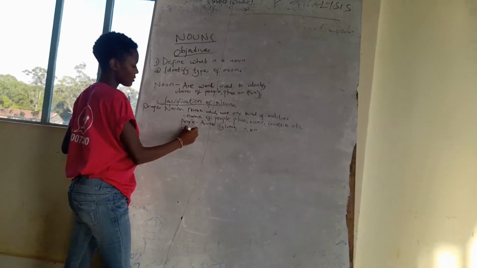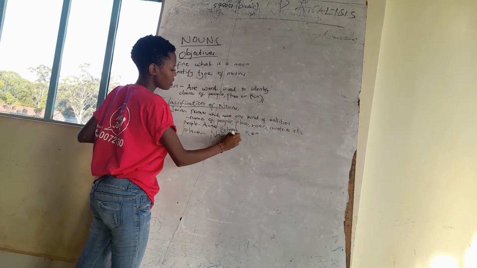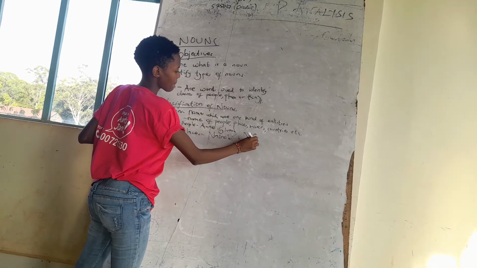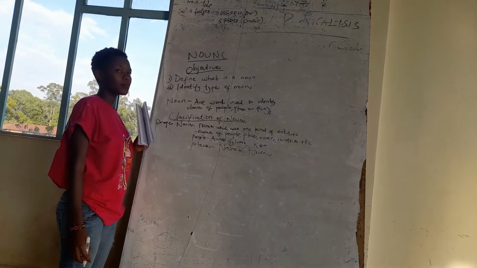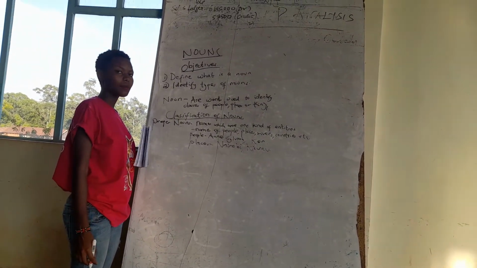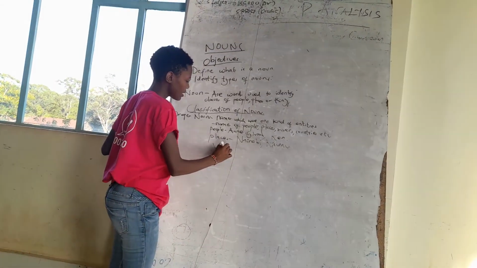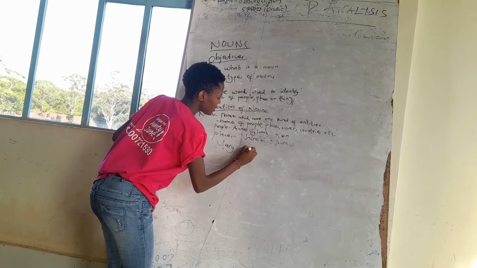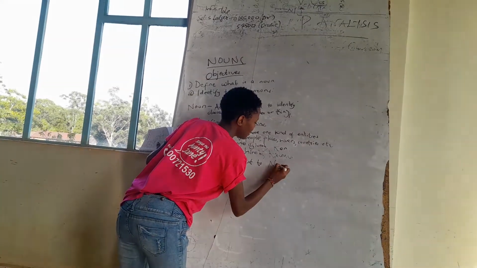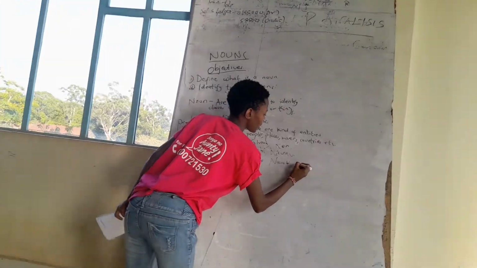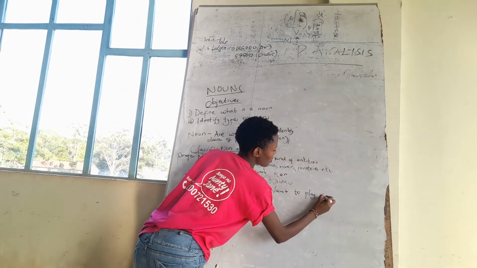Names of places, we have Nairobi, Kisumu, Mombasa. One thing you should also note is that proper nouns begin with a capital letter. I'm going to give an example in a sentence. Mary went to Nairobi to play football.